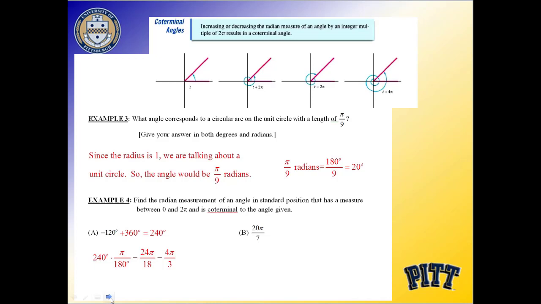So I do know that 20 pi over 7 is more than 2 pi. So I'm going to subtract 2 pi from it, or subtract 14 pi over 7 from it, and I would get 6 pi over 7. That's in radians, so that is the angle in standard position between 0 and 2 pi that's coterminal with that angle. They'll often ask you for two or more, or something like that, and so you have more than one possible answer. Make sure that they are coterminal.